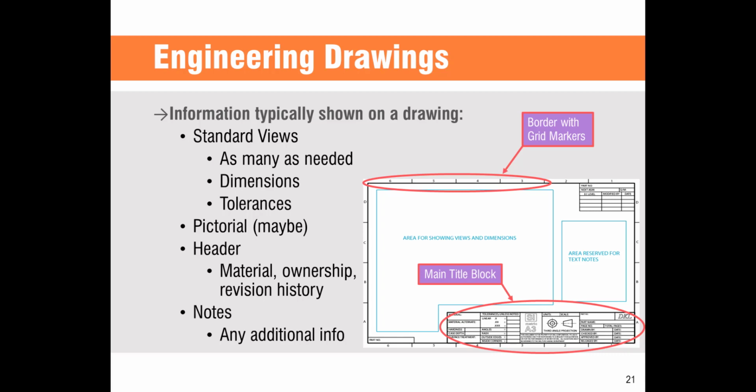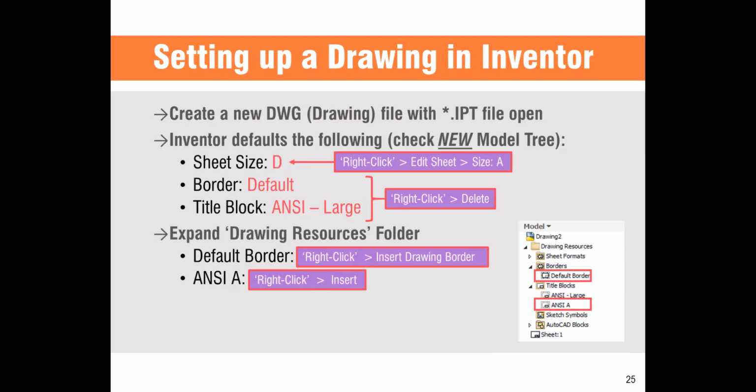The next important piece of information for your engineering drawing is the header or the main title block. This is where we can include important information such as material used, ownership, revision history, scale, etc. Finally, there is always an area reserved for additional notes if needed.